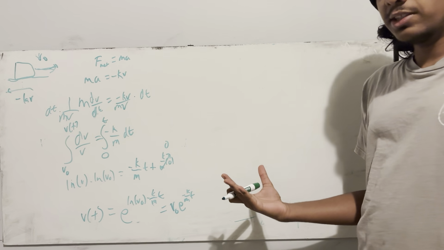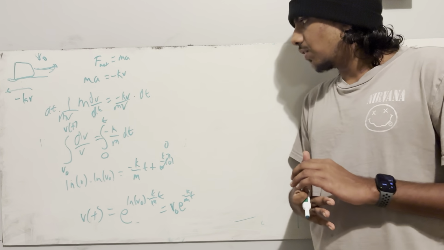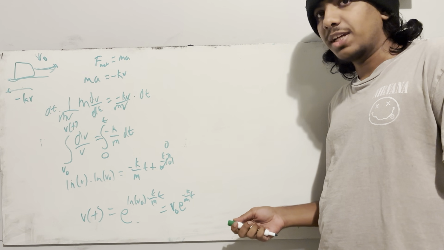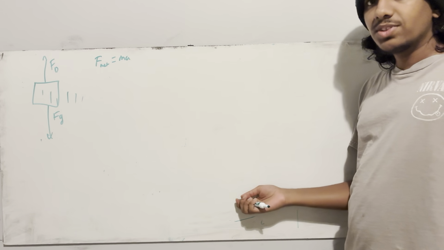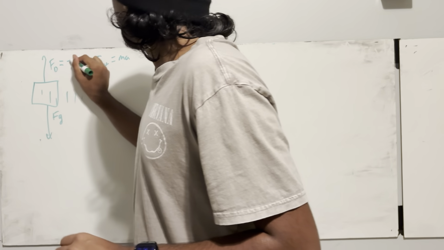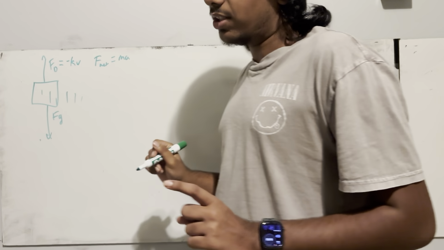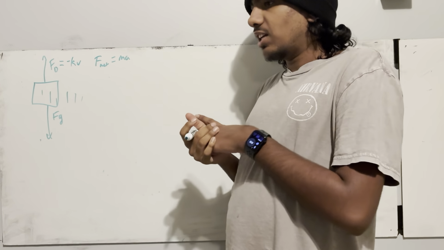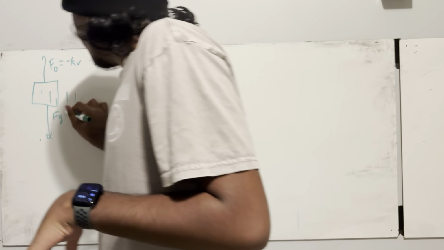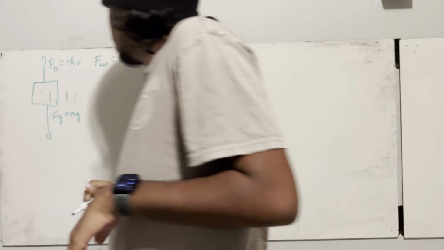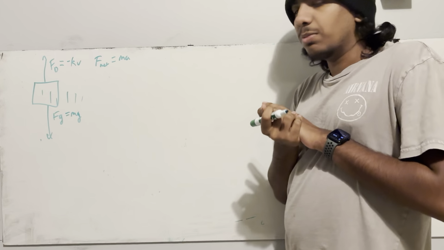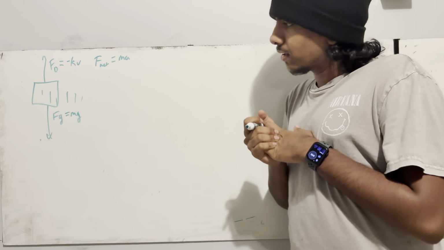Sweet. That's what you would get for a simple example. So now we're going to do a slightly more complicated one. Same thing. We have a velocity dependent resistive force, negative kV, on this side, but this time it's not moving horizontal, it's moving vertical. It's specifically downwards. So that is equal to mg. Okay, so same thing. This is a little more complicated now, but it's just the same thing.